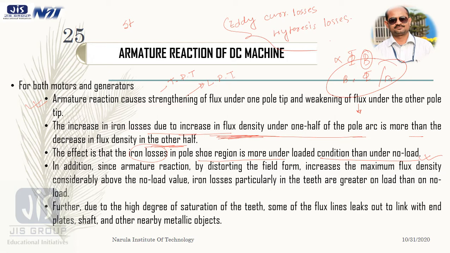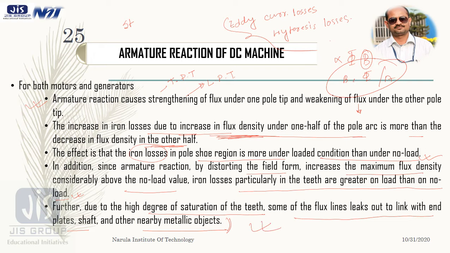Okay. In addition, since armature reaction, by distorting the field form, increases the maximum flux density considerably above the no load value, iron losses, particularly in the teeth, are greater on load than on no load. Further, due to higher degree of saturation of the teeth, some flux lines leak out to link with end plates, shafts and other nearby metallic objects.